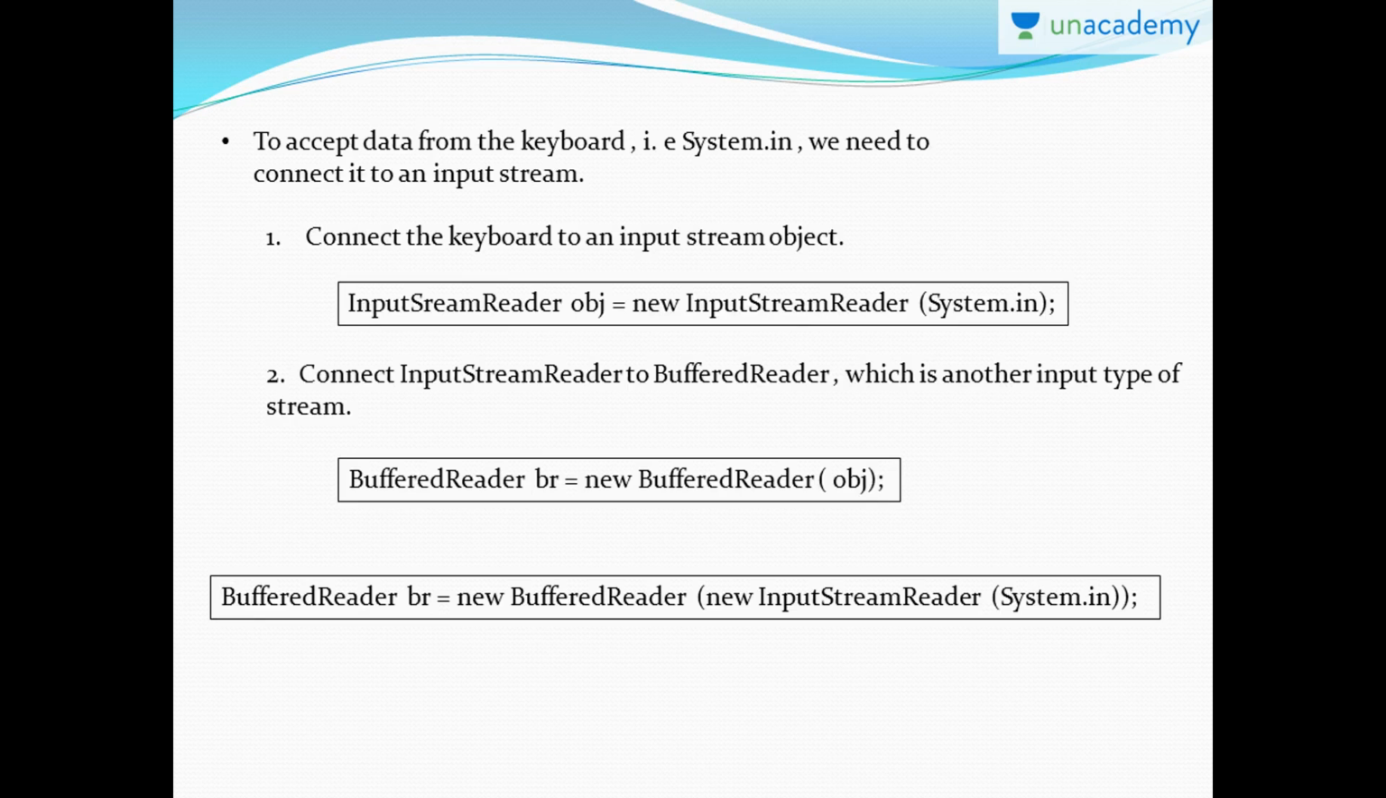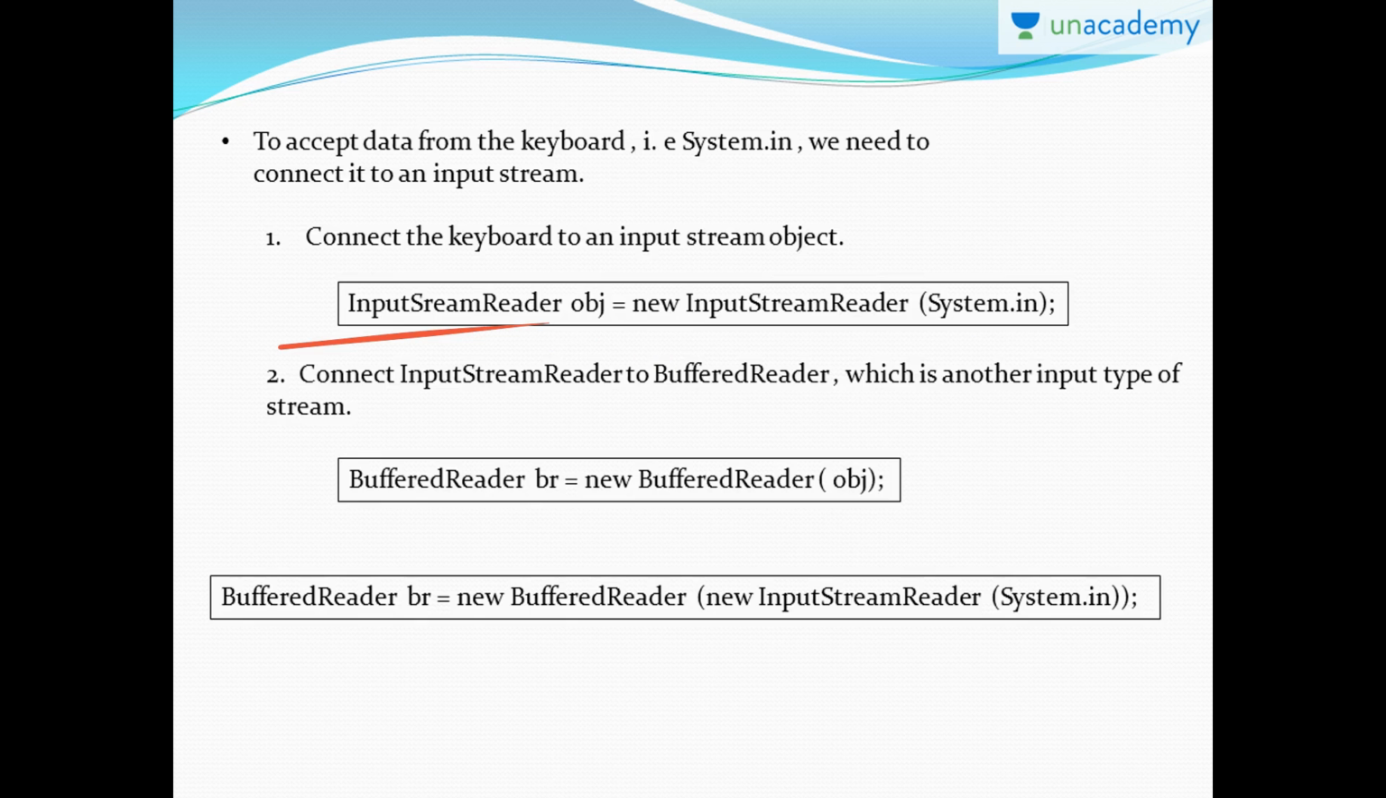When you have to accept data from the keyboard, that is System.in, we need to connect it to the input stream, and there are two steps to connect our keyboard to the input stream. First we connect the keyboard to the input stream object by this statement: InputStreamReader obj = new InputStreamReader(System.in). That means you are including System.in in the new object of InputStreamReader.